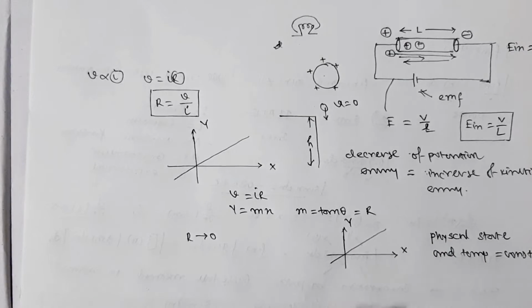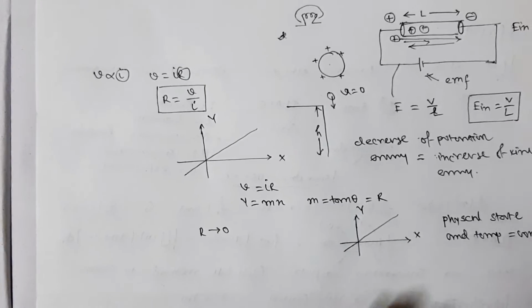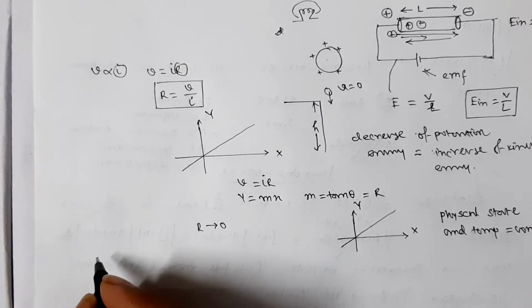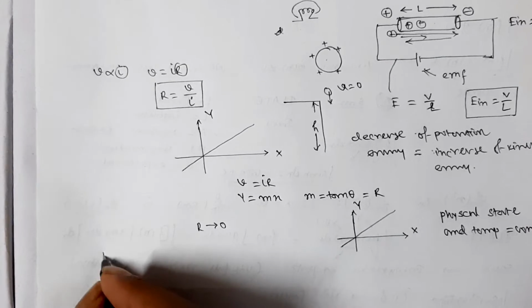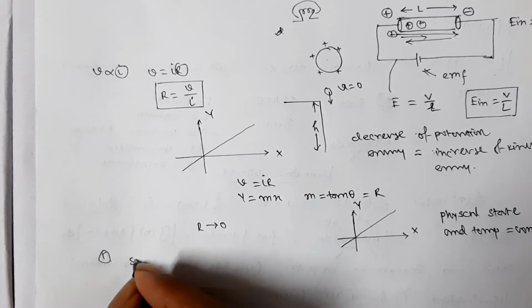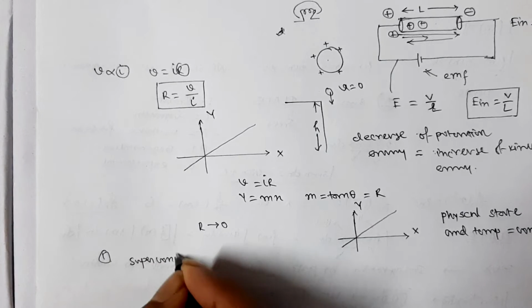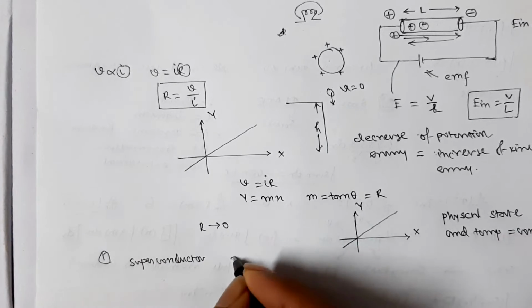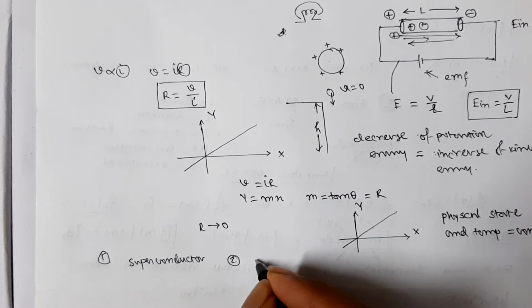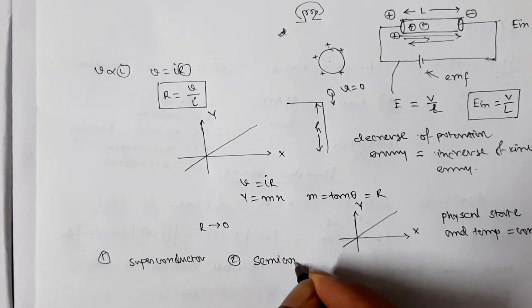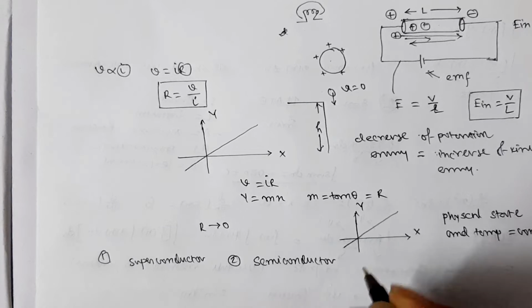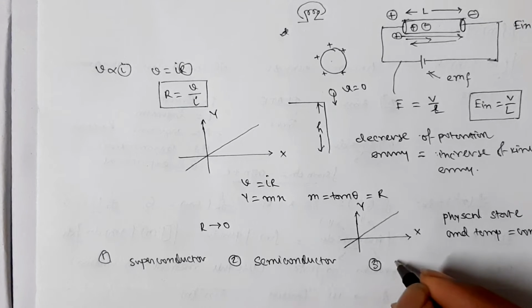So there are three main types of conductor in this universe. The first is the superconductor, the second is the semiconductor, and the third is the ohmic conductor.